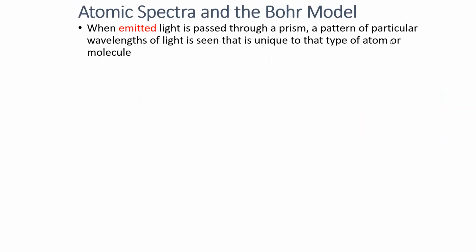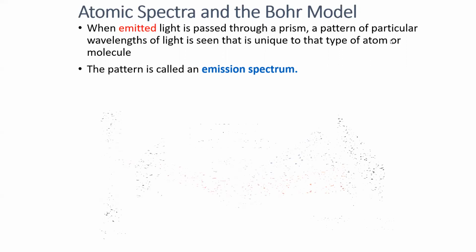So with the atomic spectra, when emitted light is passed through a prism, which has a diffraction grating, a pattern of particular wavelengths of light is seen that is unique to each type of atom or molecule. That pattern is called an emission spectrum.